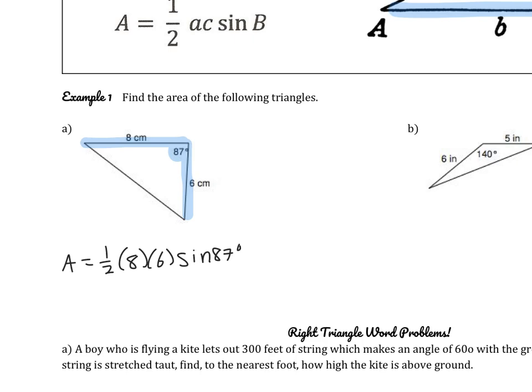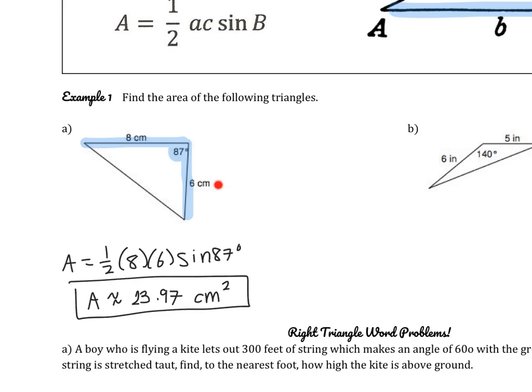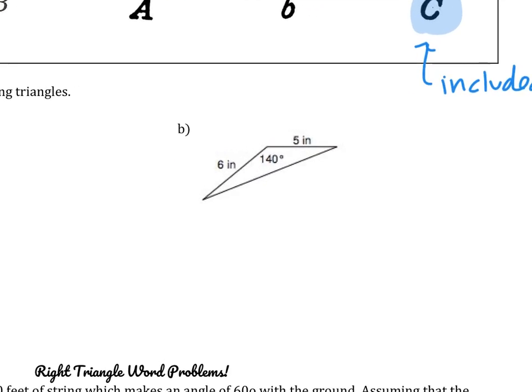So 1/2 times 8 times 6 times sine of 87 degrees gives us approximately 23.97, and we'll say centimeters squared. So I rounded to the nearest hundredth here. And make sure you do include your units, which is centimeters, and since it's area, it needs to be centimeters squared. Okay, let's try one more of these together.